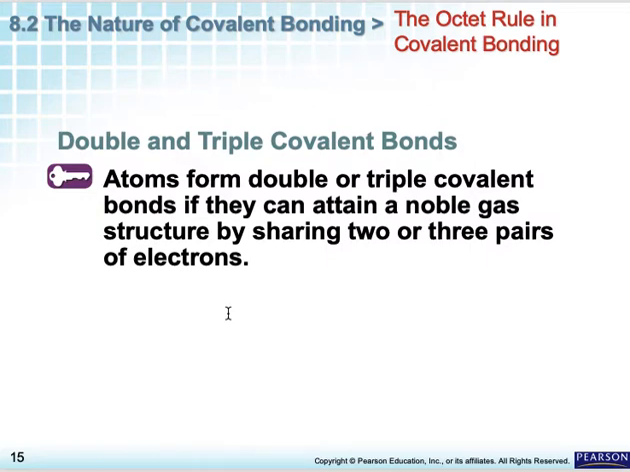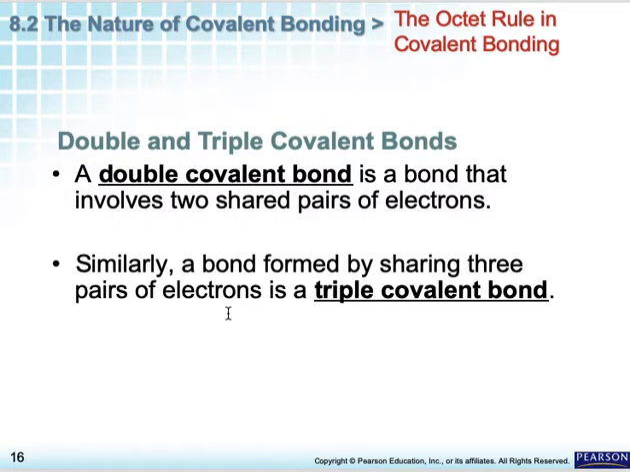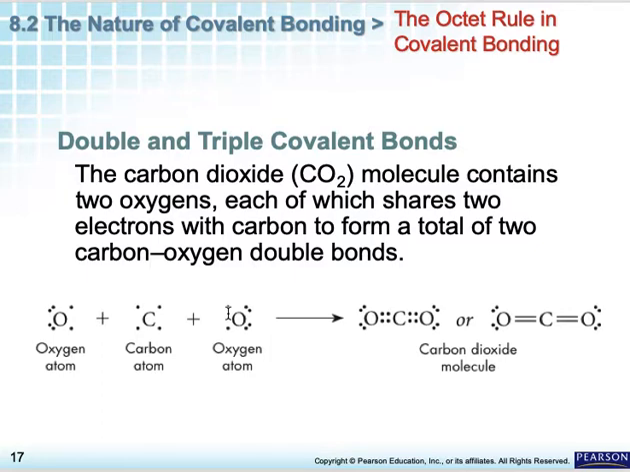Atoms form triple and double covalent bonds by sharing either 2 or 3 pairs. So a double bond has 2 shared pairs and a triple bond has 3 shared pairs. So here we have carbon dioxide. This is something you breathe out every day. And it actually has 2 double bonds between the carbon and the oxygen, and each oxygen has 2 lone pairs.